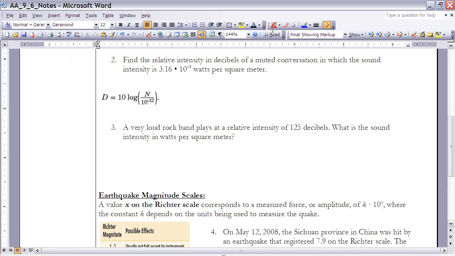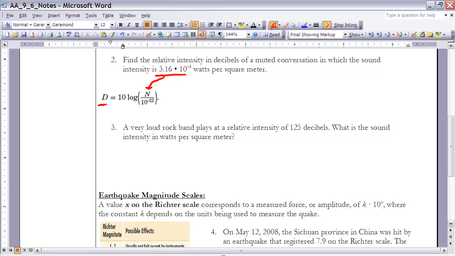Let's take a look at example 2. We're going to use the same logarithmic scale to do this one. It says find the relative intensity in decibels of a muted conversation in which the sound intensity is 3.16 times 10 to the negative 8th watts per square meter. If that represents my watts per square meter, that's the value I'm going to put into my equation for N, and I'm trying to find D, the decibel level.